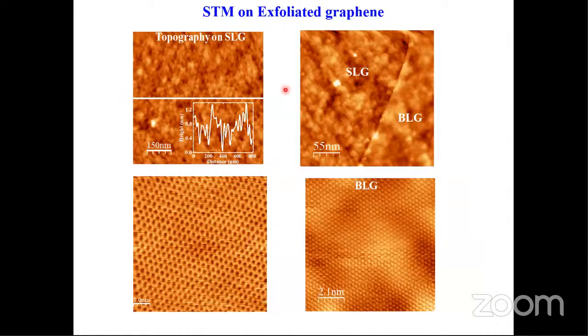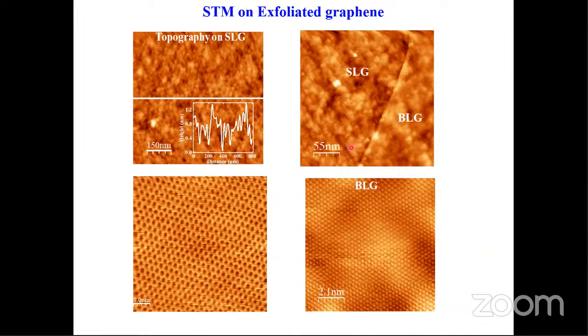So here are some of the STM images of graphene. This is a large area of graphene. And when you zoom in, you see nice atomic resolution on graphene with this STM. And if you look at the large area, you see a roughness which is of the order of, let's say, 1 nanometer, correct? And this is basically coming from the underlying silicon dioxide substrate, because this silicon dioxide is thermally grown. So graphene pretty much takes the topography of the silicon dioxide.